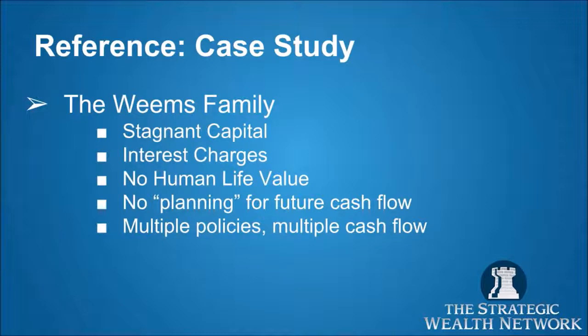Okay, so here's what I just brought up, the Weems family. They had stagnant capital. They had a lot of cash in a brokerage account. They were paying cash for a lot of their things. They were leasing their automobiles, using their business. They had a lot of interest charges, and they really didn't have any human life value. Obviously they did, but they were not insuring their human life value.